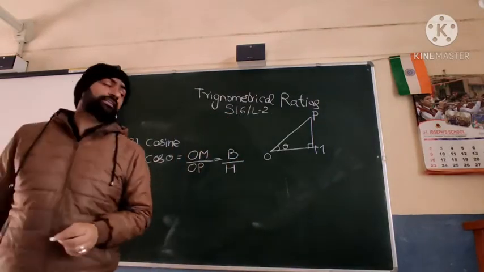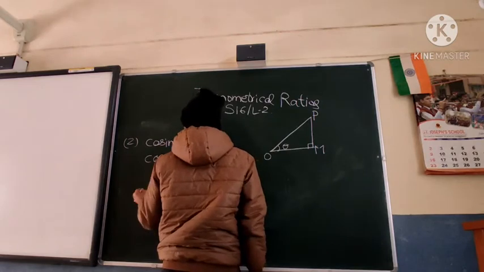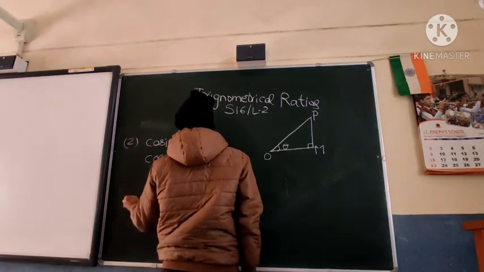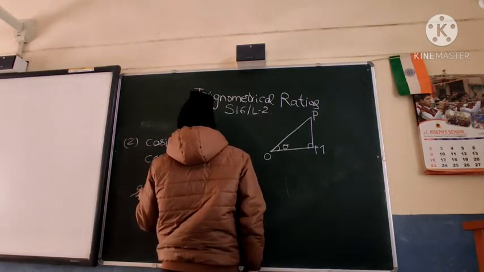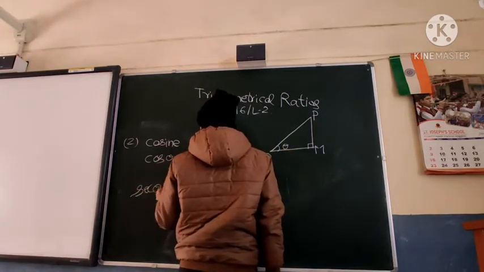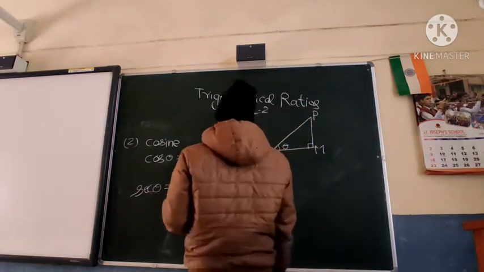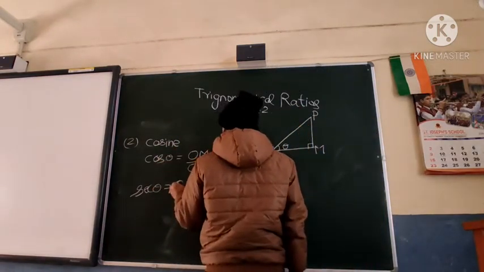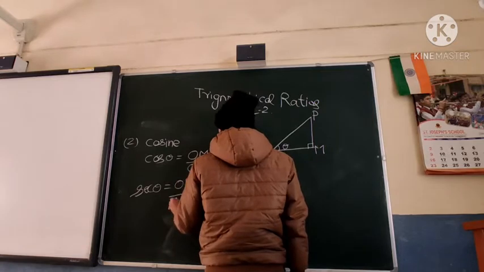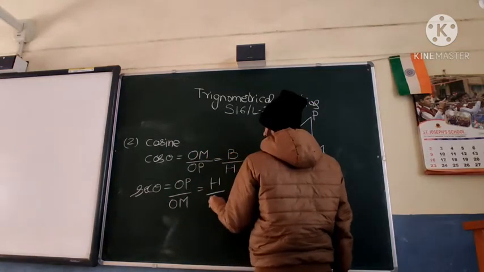So cosine is base upon hypotenuse. Now, the opposite of cos is sec. So this will be the inverse of this. It will be OP upon OM, which is hypotenuse upon base.